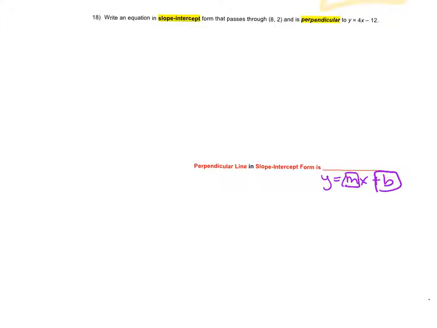I know that I go through this point, so I have an x1, y1. I know I'm perpendicular to y equals 4x minus 12. That means if the slope of this guy is 4, my new slope has to be the opposite, negative, and the reciprocal of 4, which is 1/4. So the negative 1/4 is the m in y equals mx plus b. Just keep that in your head.